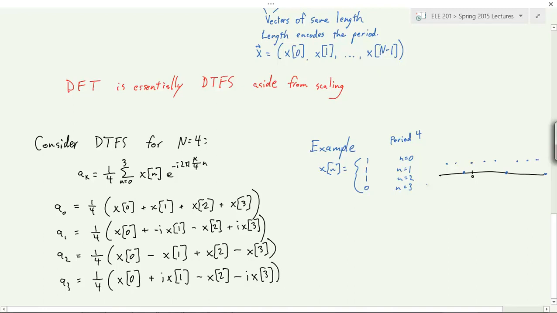And we want to calculate the Fourier series coefficients for this. We would just plug in, we would get A0 equals the average. So it's just 3/4. A1, plug that in, the first and third term cancel, and you just get negative I over 4. A2 is just 1/4, and A3 is I over 4. All right, so we explicitly worked through the example. We have these coefficients.